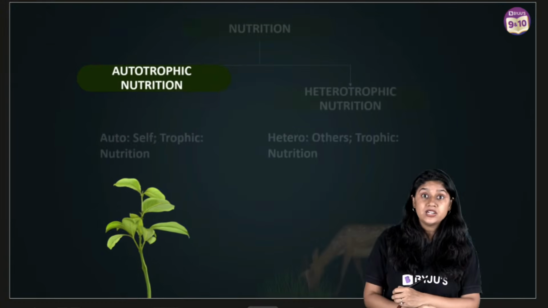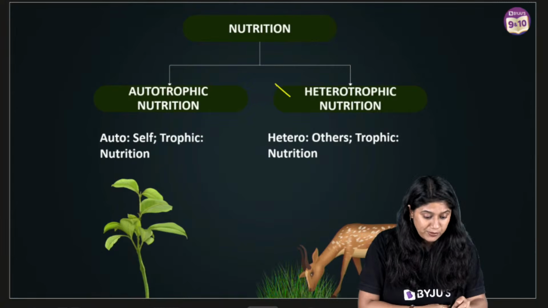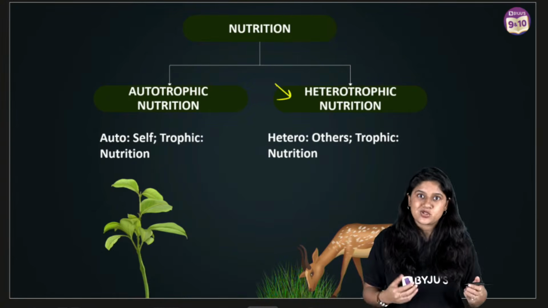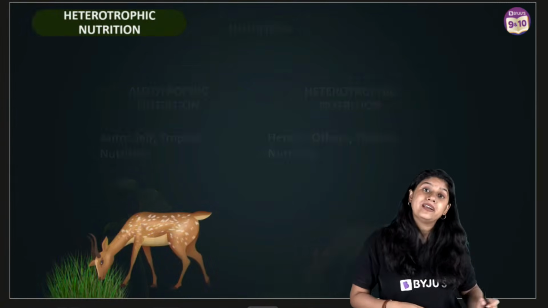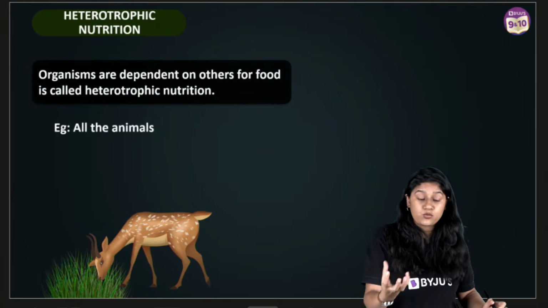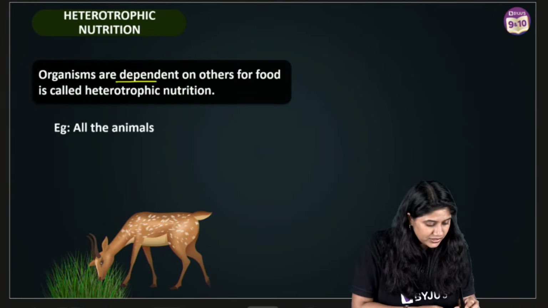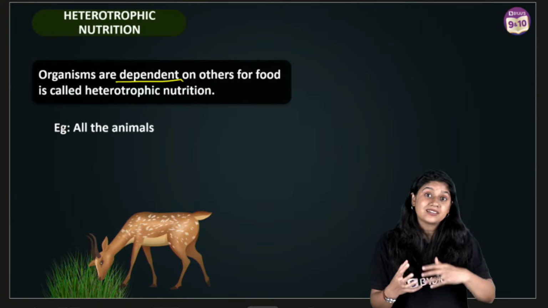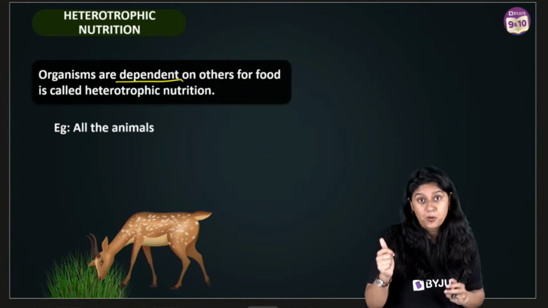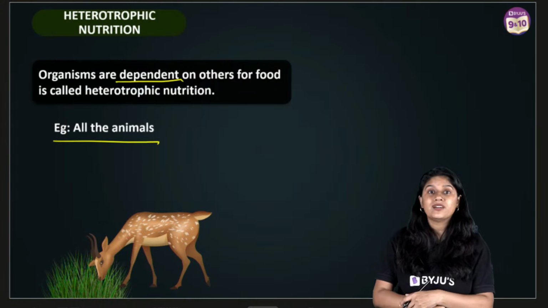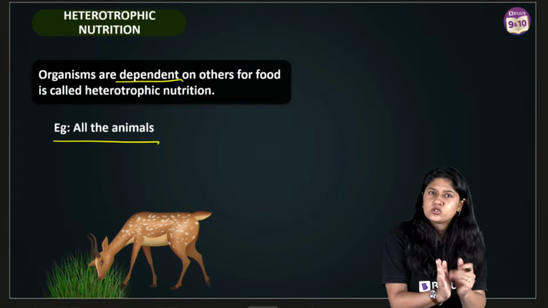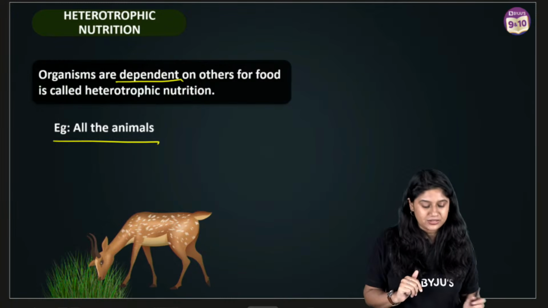Then of course we have heterotrophs, the heterotrophic mode of nutrition, where we have other organisms like us, which are dependent on other organisms for their food. They are dependent on other organisms, and that is the reason we call them heterotrophs. All the animals will fall under this particular category. In this also we have different categories altogether.